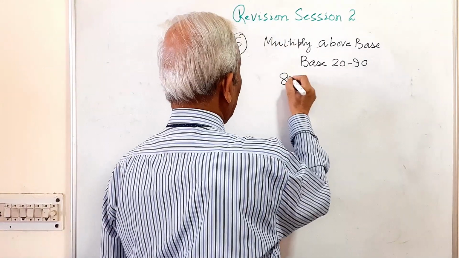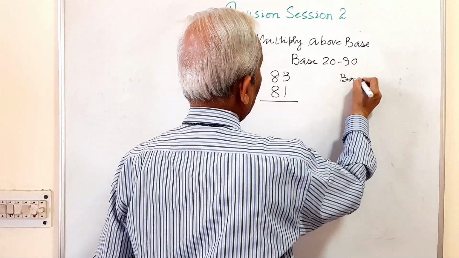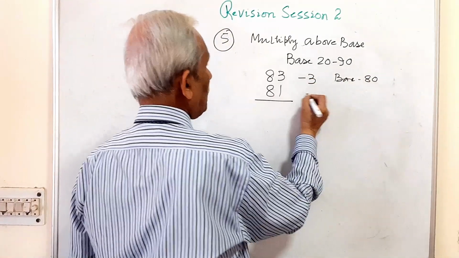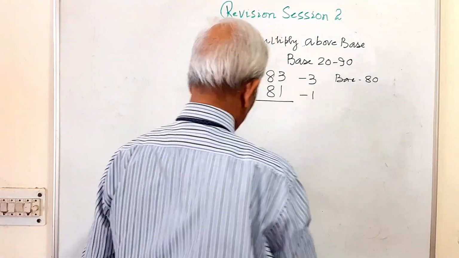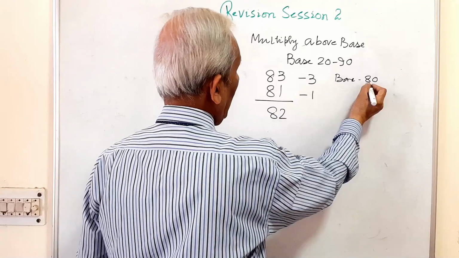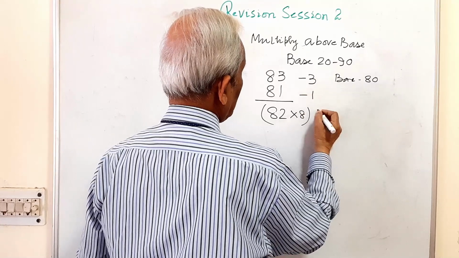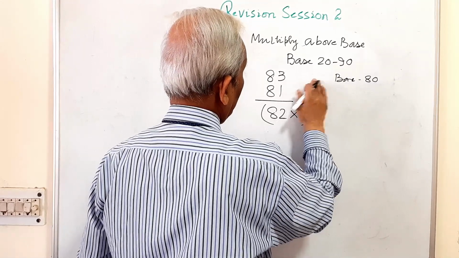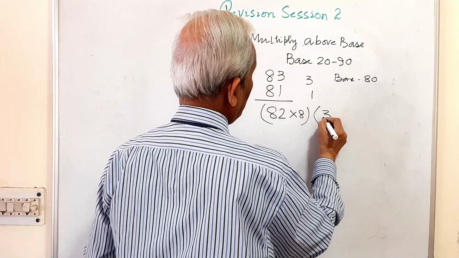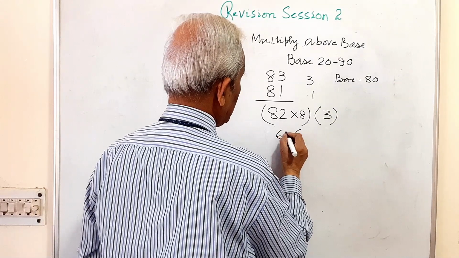83 into 81. Here the base is 80. Base is 80. 83 minus 80 is 3. 81 minus 80 is 1. Right? So here 83 plus 1 is 84, into 8. And then 3 into 1 is 3, positive.